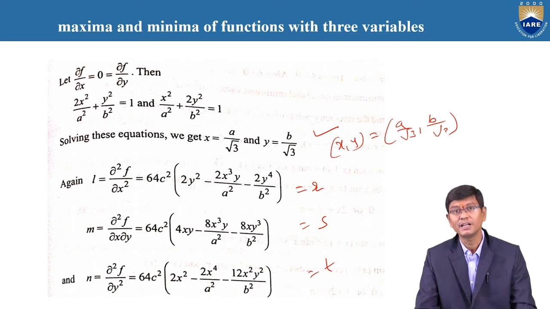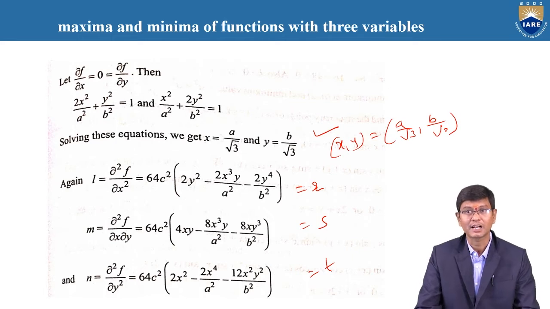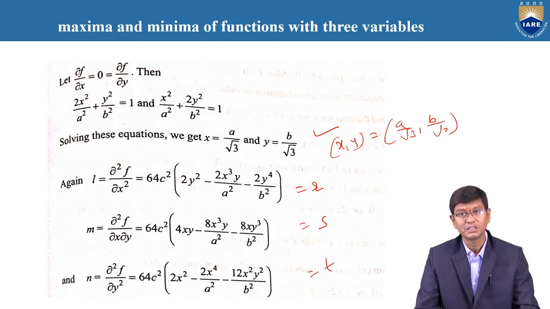And finally, we need to obtain T, that is N, equal to ∂²/∂y², which is 64c² times (2x² minus 2x⁴ by a² minus 12x²y² by b²). Now, after getting L, M, N, that is R, S, T, we need to substitute them at the stationary points, which we already know are a by root 3, b by root 3.